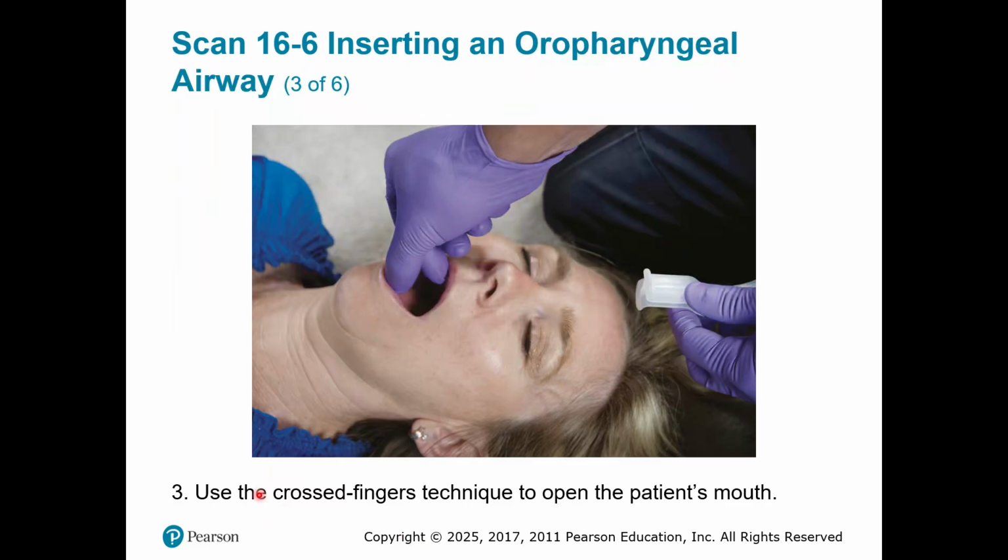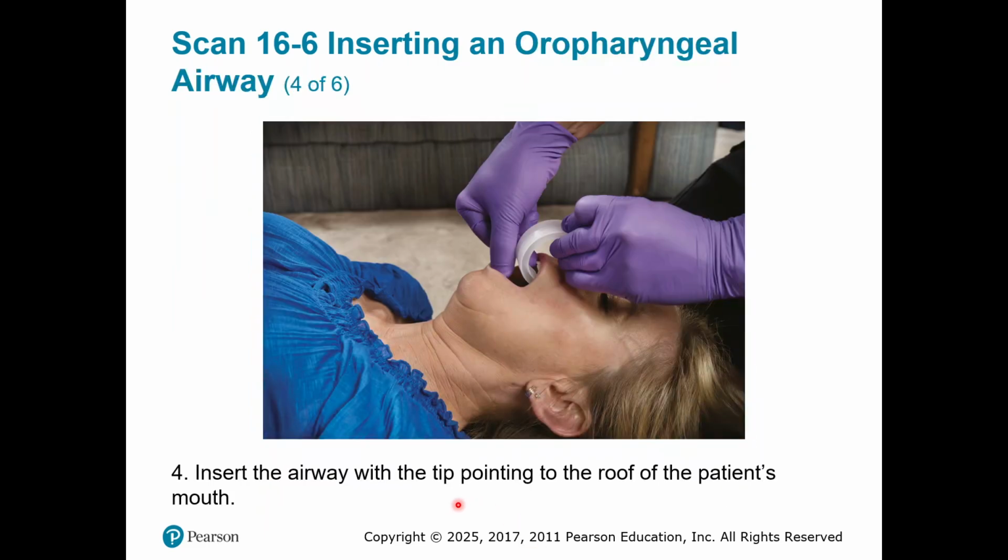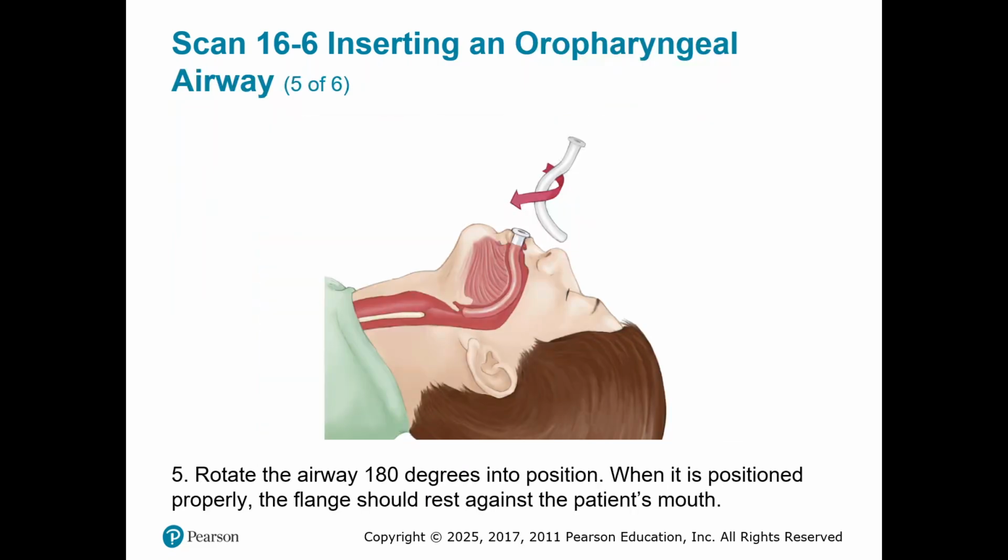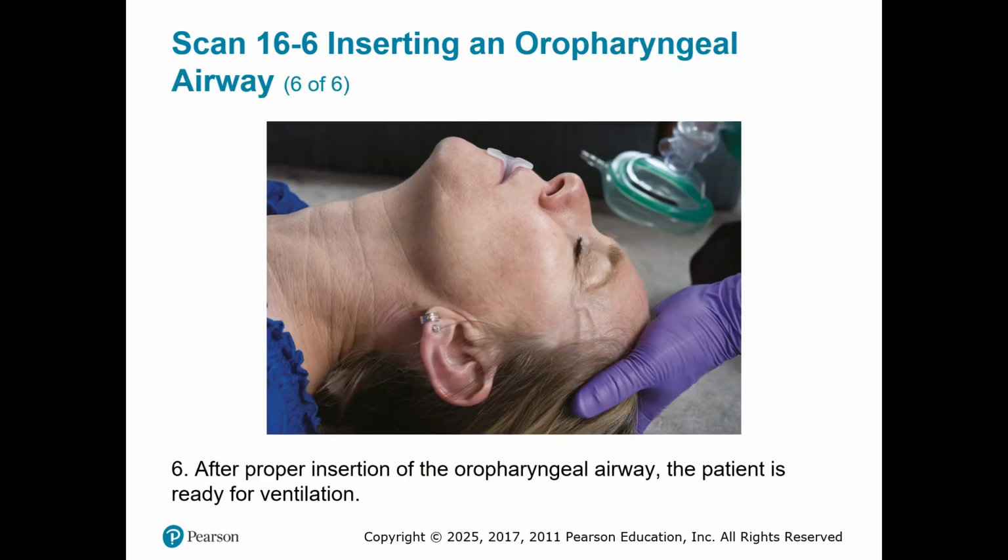The cross finger technique to open the patient's mouth. And so there are, let's see here, two correct ways to open the patient's airway to facilitate only oropharyngeal suctioning. And these two methods can't be used for ventilation, but you have the cross finger technique and the tongue jaw lift maneuver. So this is the cross finger technique. Insert the airway with the tip pointing to the roof of the patient's mouth. Rotate that 180 degrees, and the flange should rest against the patient's mouth. And then once it's in, they're ready for ventilation.